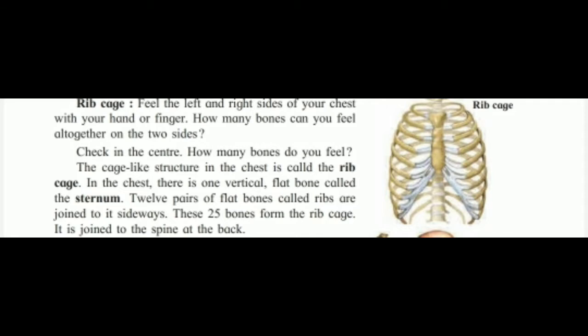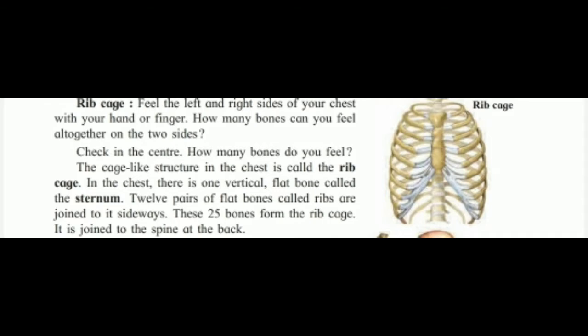When we place hand on the left and right sides of the chest, we feel many bones present there. And at the center, we feel the flat bone. So actually this is a cage-like structure. It is called as rib cage. In the chest, there is one vertical flat bone, which is at the center. It is called as sternum. And there are 12 flat bones. These are called as ribs. They are joined to it sideways. So there are 25 bones which form the rib cage.